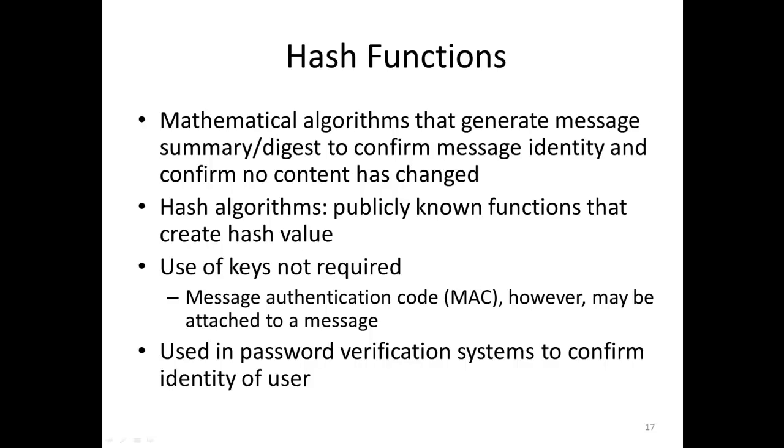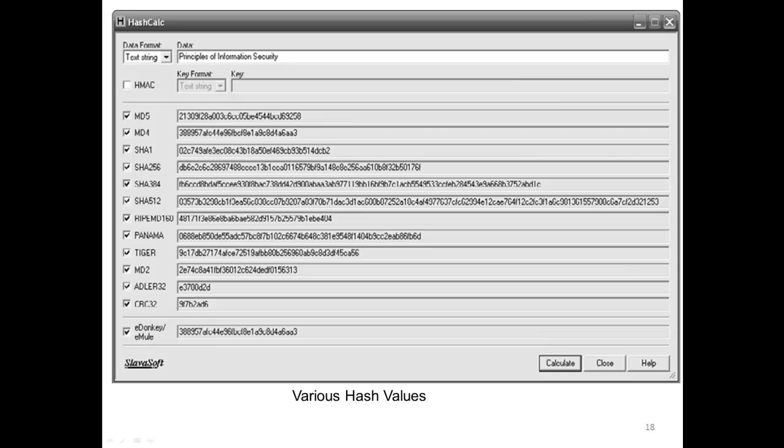This is how the chain of evidence is established in digital forensics and maintained. A little graphical representation of various hash values. Probably the most popular is the MD5, the SHA-1, and the 256. But there's a variety of them out there.